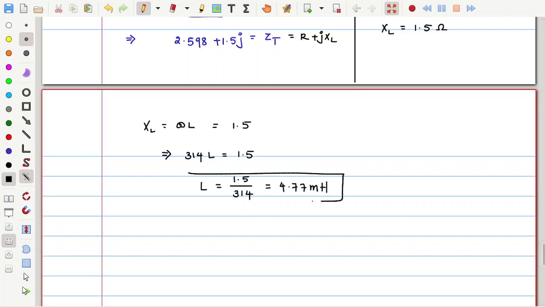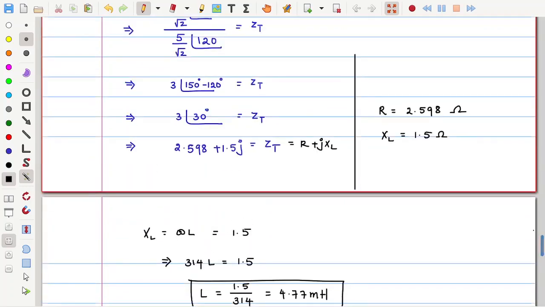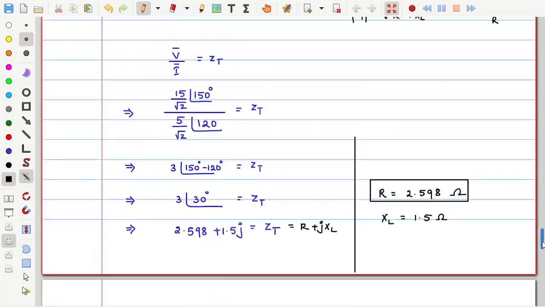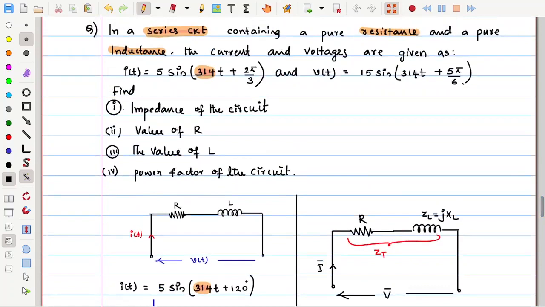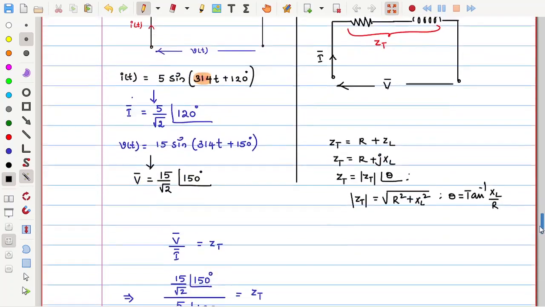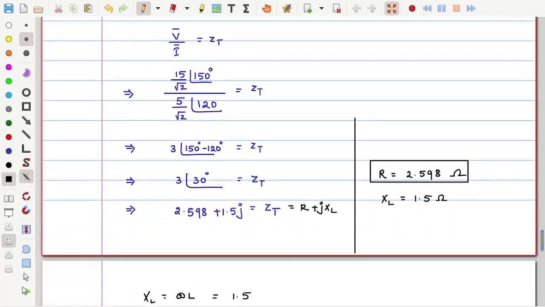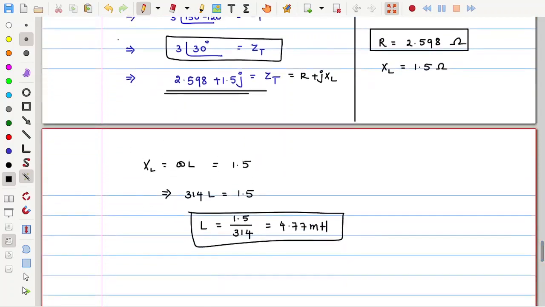So I got the resistance value and inductance value. See here, initially I got inductive reactance, and if I expand that, I get the inductance value. So what is the question? The impedance of the circuit, which we already got here. How much is the impedance? 3 at an angle of 30 degrees. If you need that in rectangular form, you can write 2.598 plus 1.5j. Okay, so this is the first question.